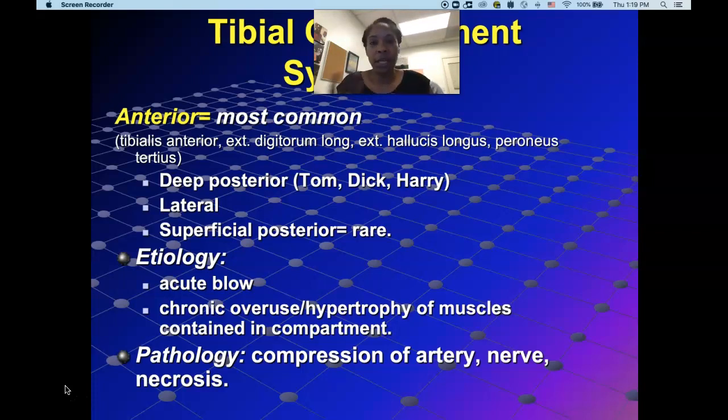Okay. So etiology wise, it's usually a direct blow to that anterior compartment. And when we have class, I'll show you where the anterior compartment is. But you can imagine this is tibia, right? So a direct blow right to the tibia, which causes an increase in swelling. And then that swelling will compress on that deep fibular, deep peroneal nerve. And so then you will get neural signs and symptoms which are associated with that, right?